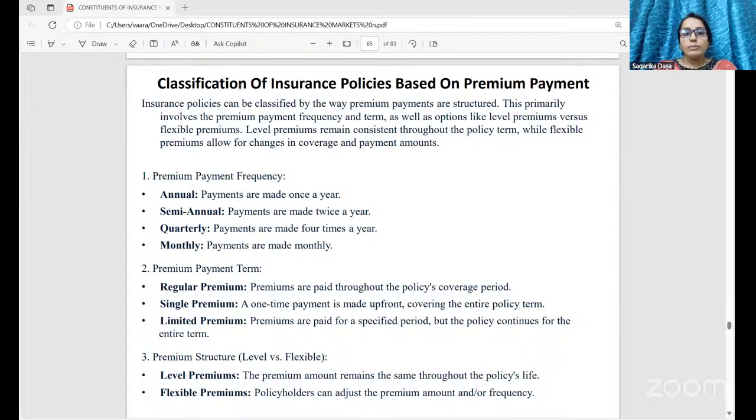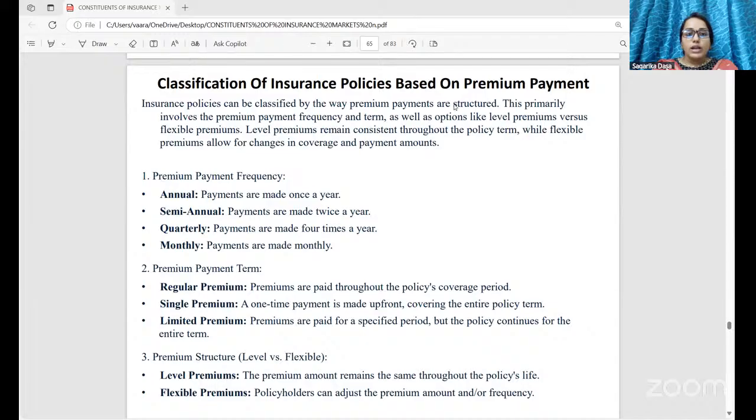The level of premium remains consistent throughout the policy term, while flexible premiums allow for changes in coverage and payment methods. If it is a fixed payment method, the premium will be the same, fixed throughout the policy. If it is a flexible premium payment method, then the premium and coverage will keep changing because it is a flexible premium method.